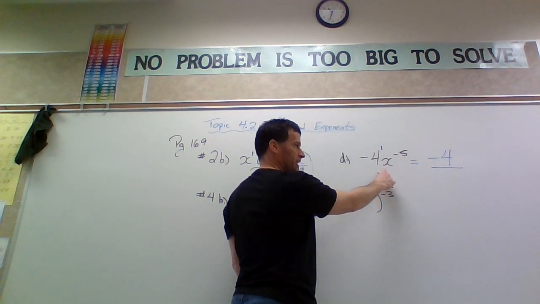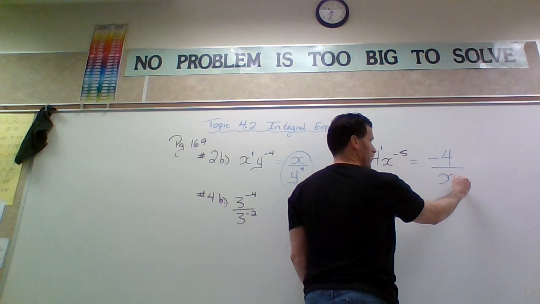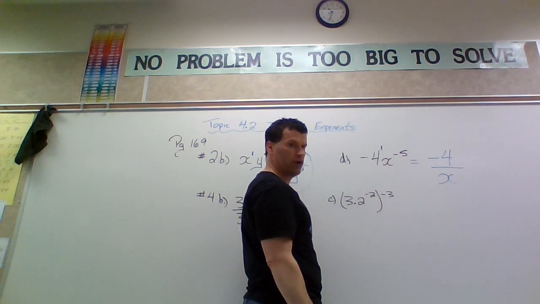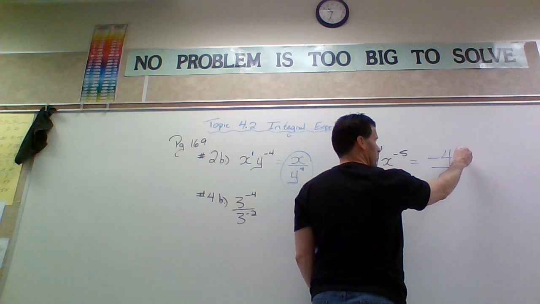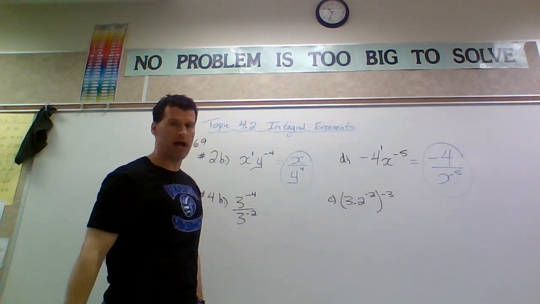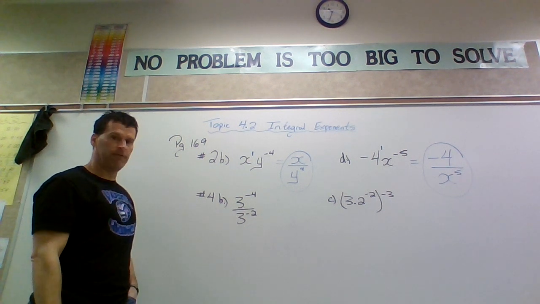Power with variable x, it's a separate power. It has a negative exponent, so I'm going to change location and put it into the denominator to become positive exponent 5. That will be the answer at the back of the book that we're looking to get to. All right, let's jump to number 4.